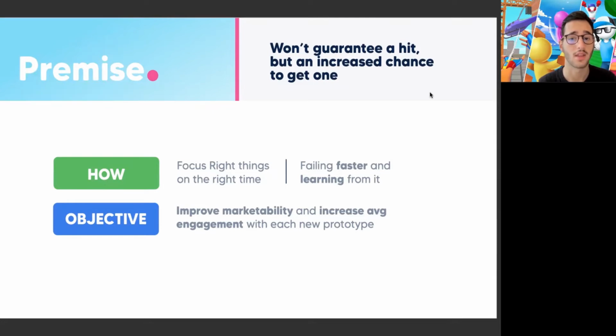And the objective is slightly more granular than just increasing your chances. For every new game that you will be testing, on average, keep decreasing your CPI, aka improve your marketability, and also increase the average engagement that you get for each new prototype. It's not necessarily going to decrease in a completely steep curve, but the idea is adjusting little by little to better prototypes overall, in terms of marketability and in terms of engagement.